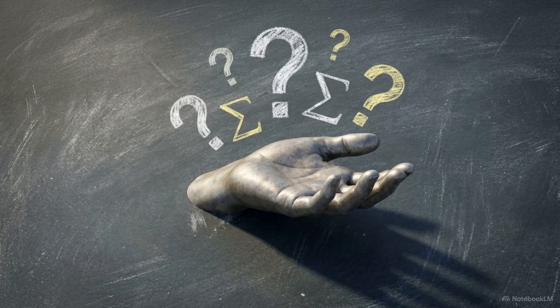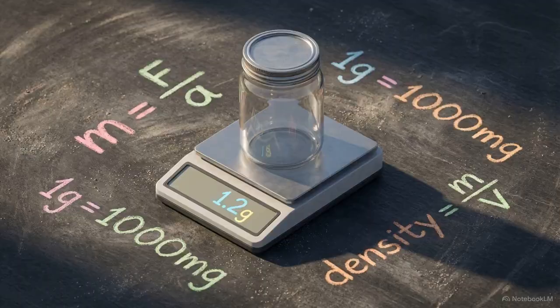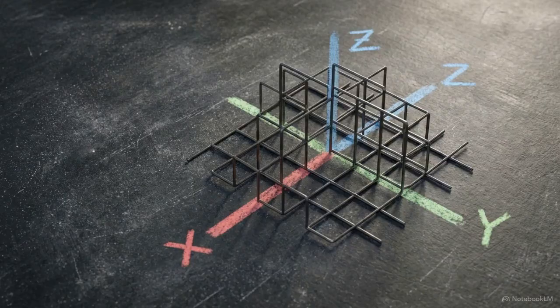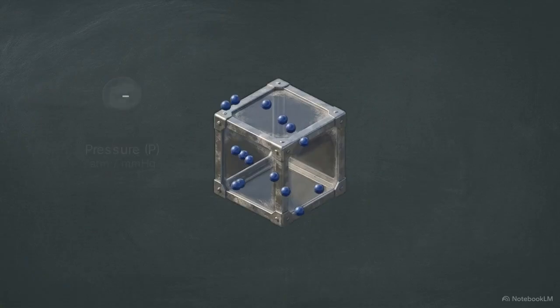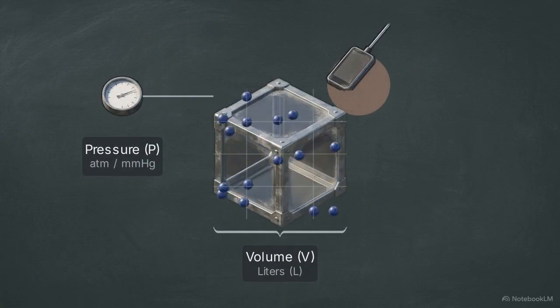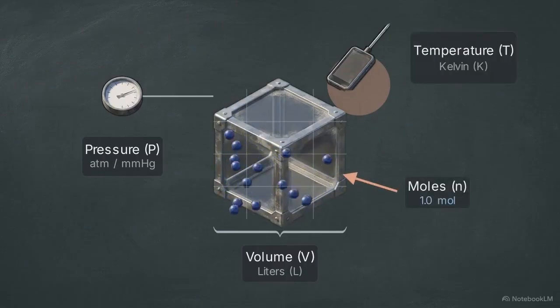Gas feels immaterial, but it is matter. It has mass, it has density, and it obeys Newtonian mechanics. Quantifying the state of this invisible matter requires a specific physical coordinate system. To describe the physical presence of a gas, we measure its pressure and volume. To describe its internal energy and quantity, we measure its temperature and moles.